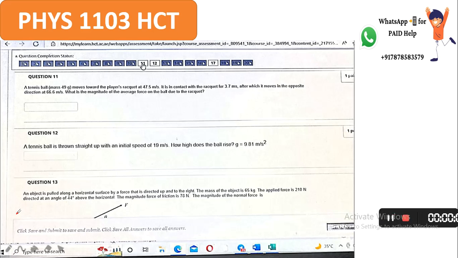So we are discussing question number 12. Before we start, we will read the question. The question is saying a tennis ball is thrown straight up with an initial speed of 19 meters per second. How high does the ball rise? And here the value of gravitational acceleration is given and the initial speed is given.